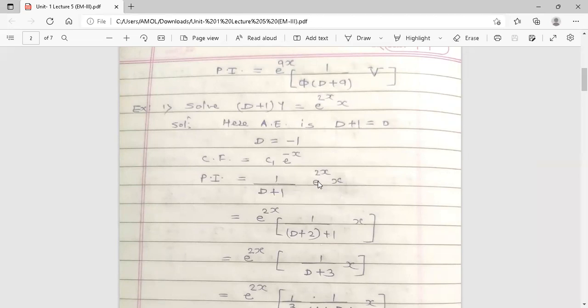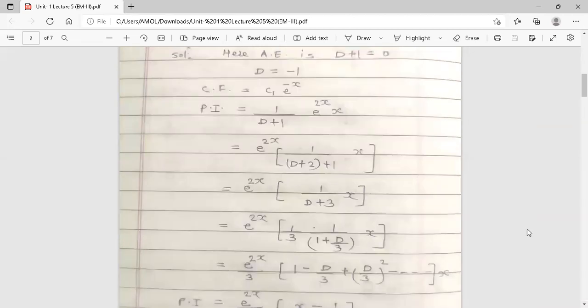Now this is case 5, the e raised to ax into v case. So the function v is the linear function x. Using the formula, you solve for the exponential function first. That means you replace the term D by D plus a. The value of a here is 2, the coefficient of the exponential function. So you replace the term D by D plus 2 in phi of D. Phi of D here is D plus 1.